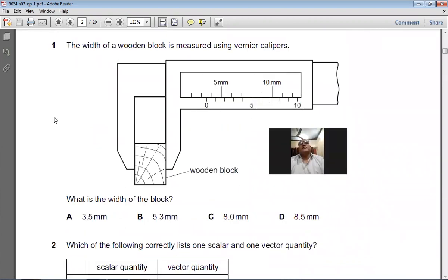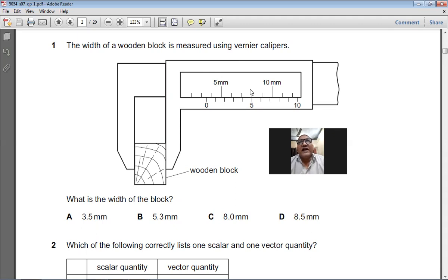The width of a wooden block is measured using Vernier calipers. What is the width of the block? So here you can see that this one, that's the main scale. And this one here, this is the vernier scale. So first of all, I will check how much the zero of the vernier has moved on the main scale. So this is the zero of the vernier scale. And this is the main scale.